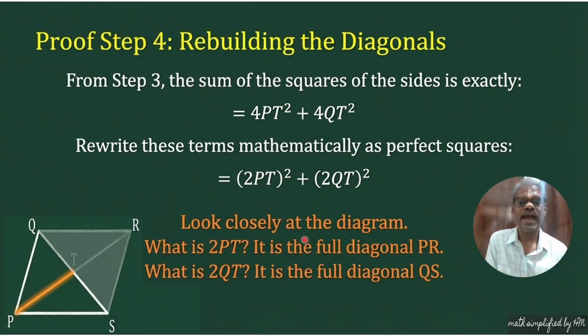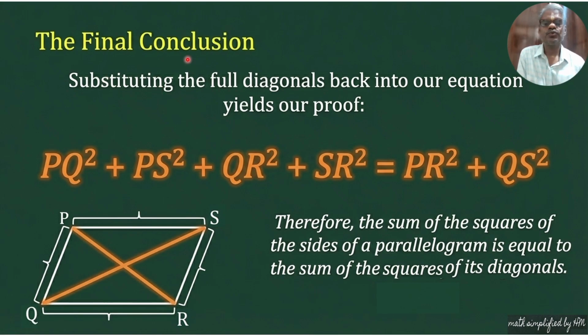Now look closely at the diagram. What is 2PT? 2PT is the full diagonal PR. Similarly, 2QT is the full diagonal QS. So we reach the final conclusion. Substituting the full diagonals back into our equation yields our proof. PQ square plus PS square plus QR square plus SR square is equal to PR square plus QS square.